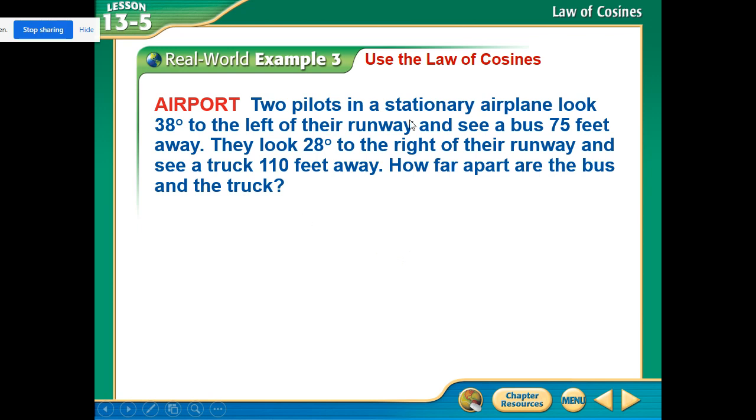So an example of how we can use this: 2 pilots in a stationary airplane look 38 degrees to the left of the runway and see a bus 75 feet away. They look 28 degrees to the right, and they see a truck. How far apart are those?